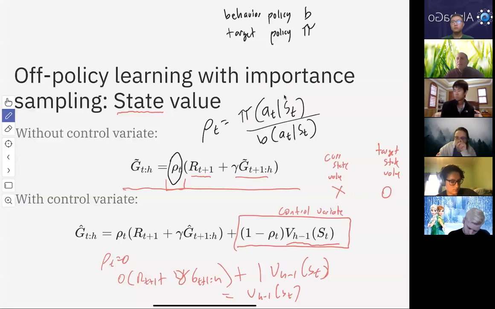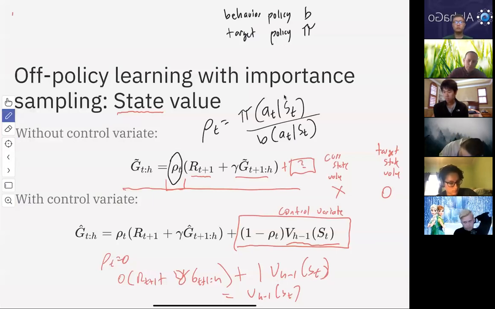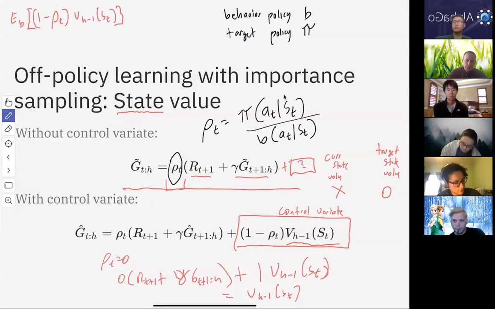Okay. Now, it is not kosher to just add whatever we want to this function, right? We can't just add anything we want here. We need to add something such that we're not changing the expected value. And the expected value of 1 minus rho sub t times, well, what's that equal? Well, we do know one thing.